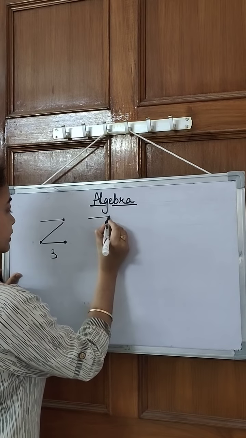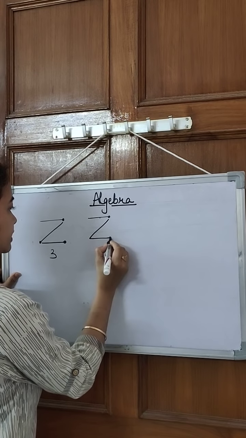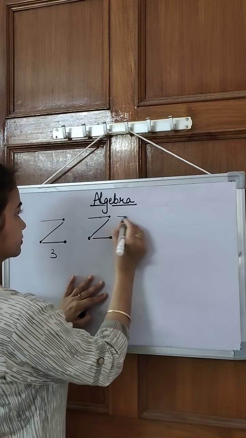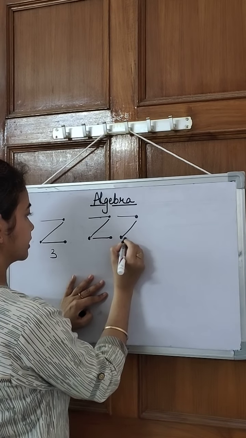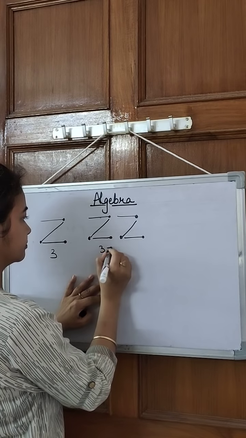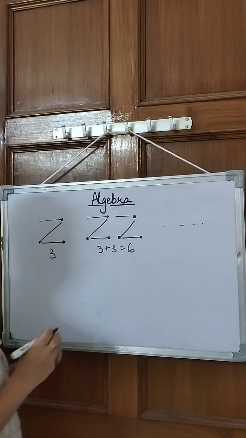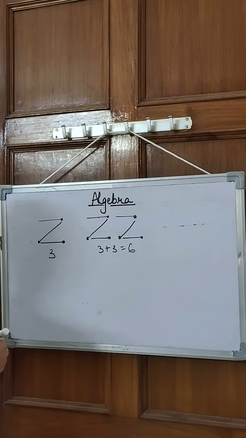Now if I want to make 2 Zs, then how many matchsticks will I use? Obviously, I am using 6, 3 plus 3, 6, and so on. Okay, so this means what? This follows a table here. Let's make one more.